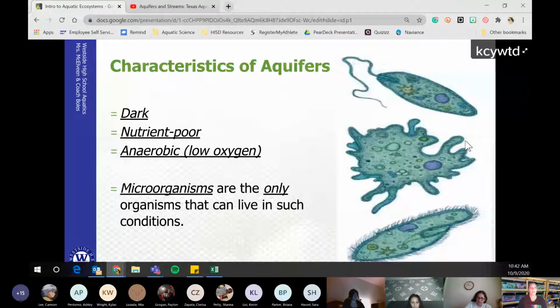So those are 3 out of the 6 abiotic factors that we talked about earlier. So dark, nutrient poor, low oxygen. And so the only types of organisms that can live here are microorganisms that can live in these kind of conditions. So you're not going to see plants and animals, but you'll see tiny microorganisms that you might be able to find in the water. But that's about it.